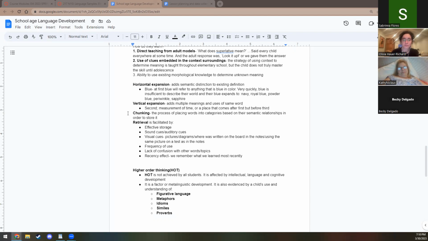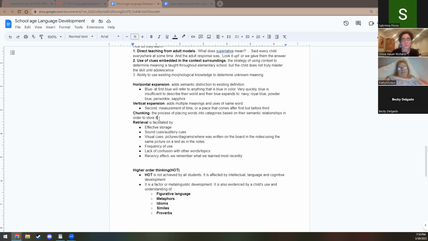And then chunking is the process of placing words into categories based on their semantic relationship in order to store them. I kind of saw this from modules before, where it wasn't fast mapping, but it was related to that, like assimilation, the schemata kind of thing. That kind of reminds me of that. So I don't know if they're related. I was supposed to ask this on Monday's lecture, but I totally forgot. If I didn't write it down, I don't remember. I'm that type of person, and I forgot to ask her if it was related or not.